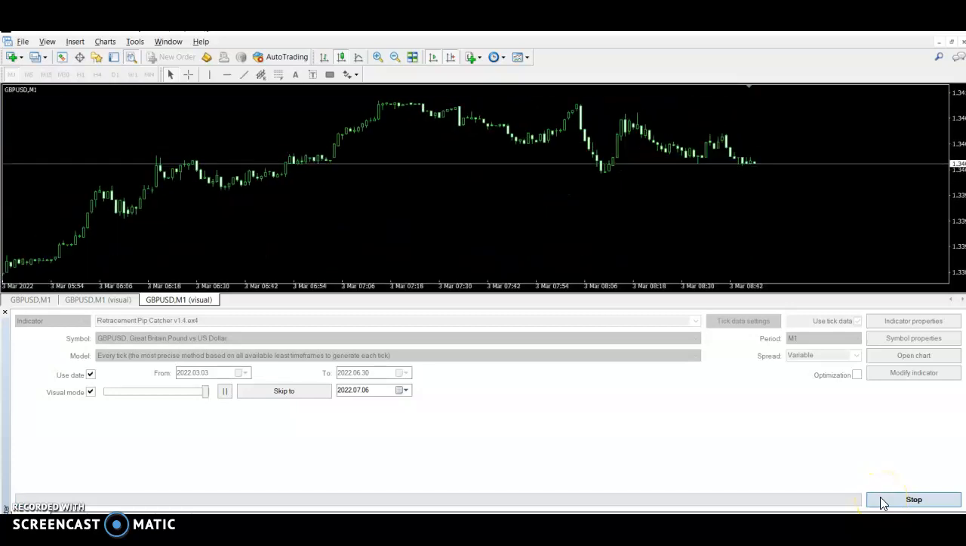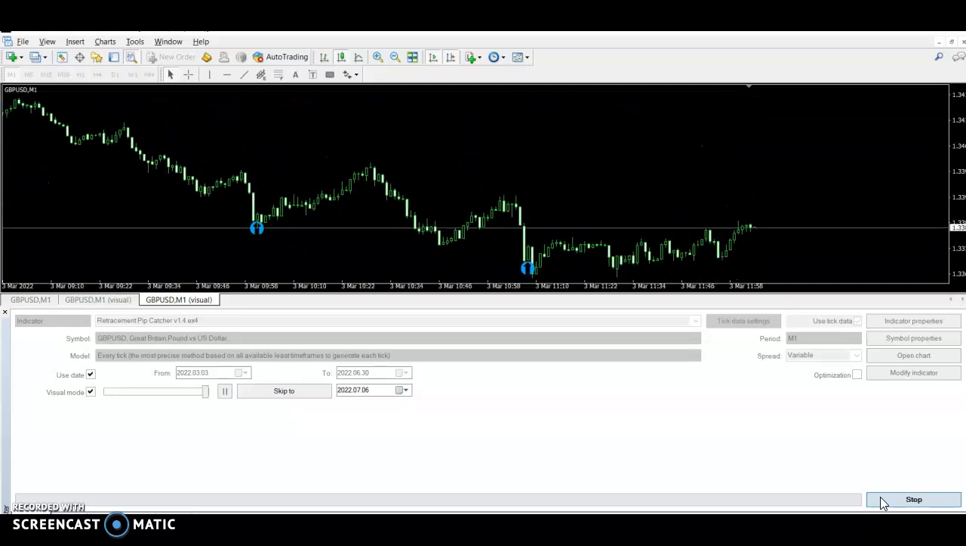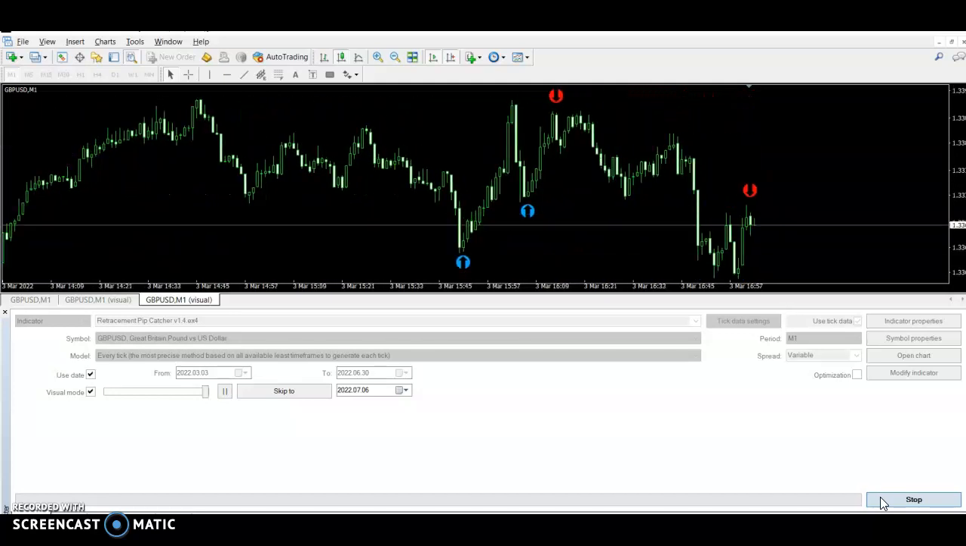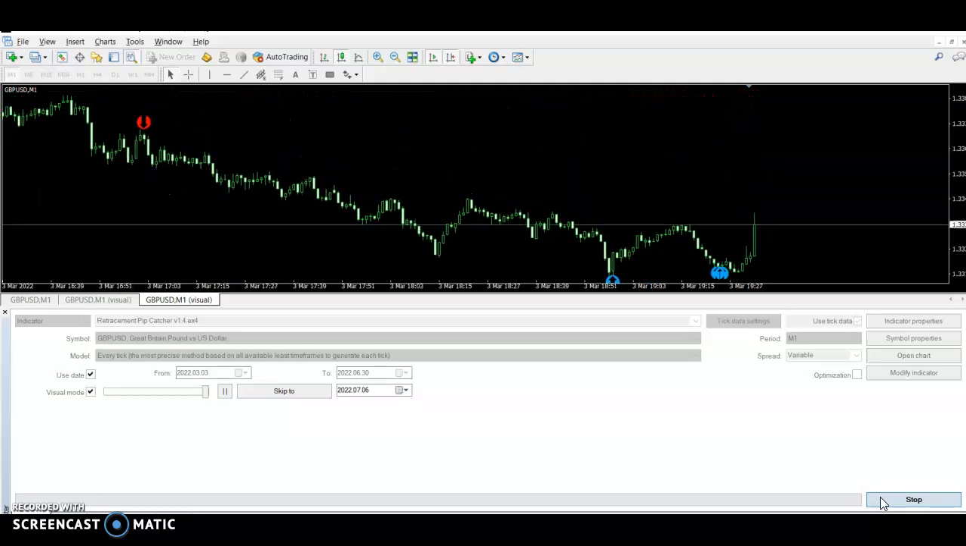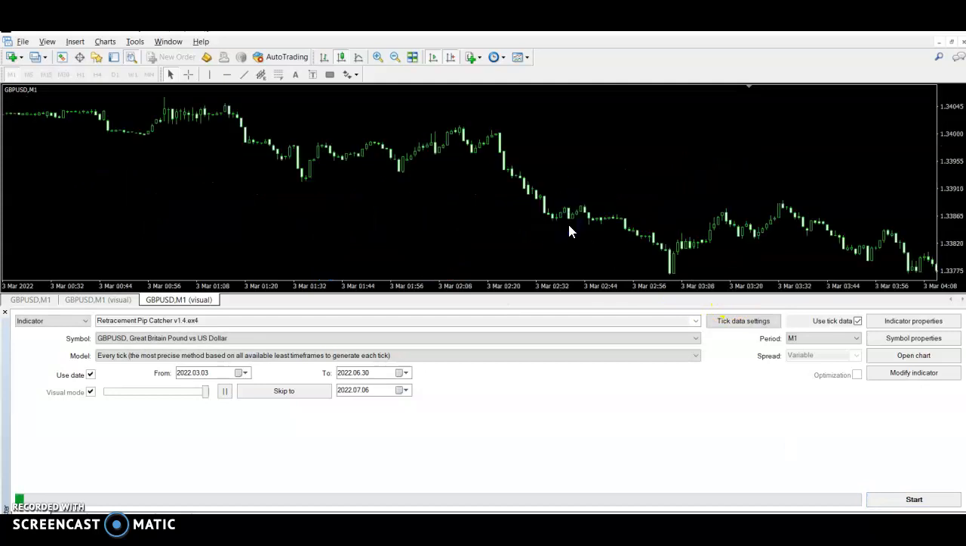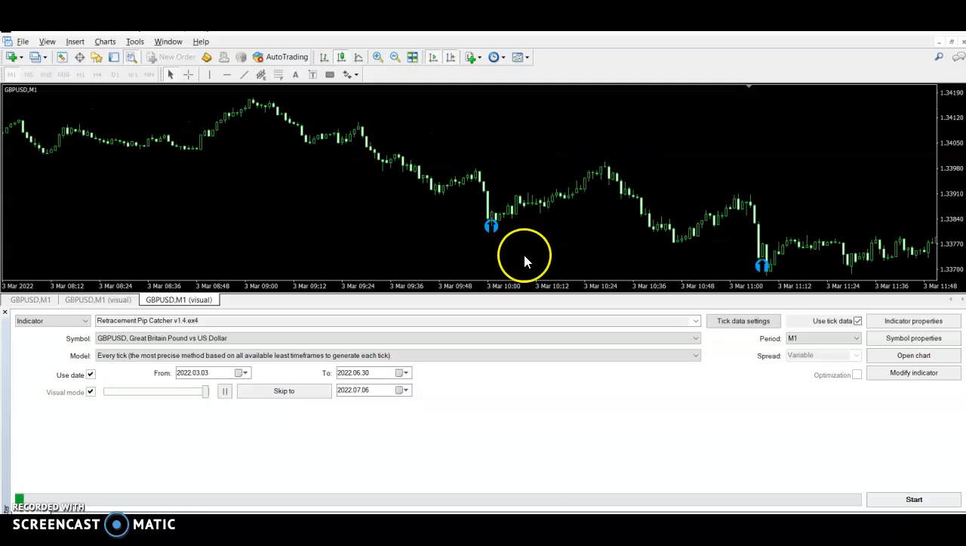Here we go. You can see far fewer signals now. Many fewer signals. Okay, and there we are. Right, so let's stop it there. Okay, this is M1.